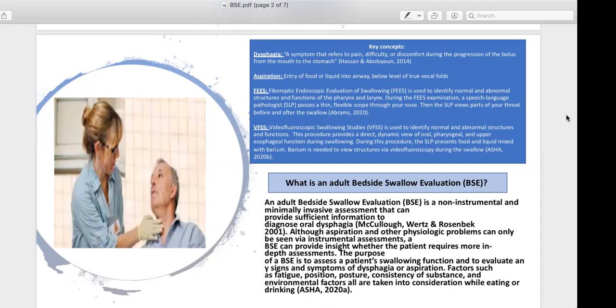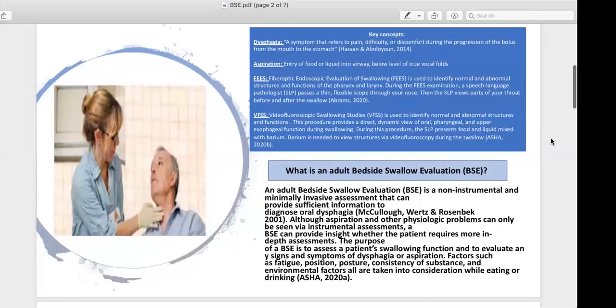The purpose of a bedside swallow evaluation is to assess a patient's swallowing function and to evaluate any signs or symptoms of dysphagia or aspiration. The clinician will take into consideration any extraneous factors such as fatigue, position, posture, the consistency of a substance, and environmental factors when eating and drinking.